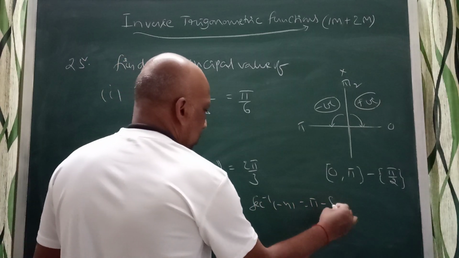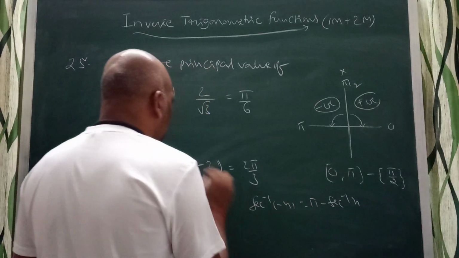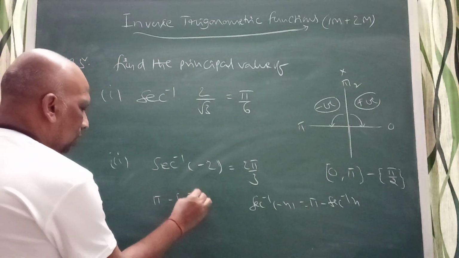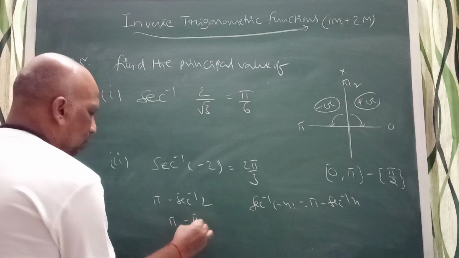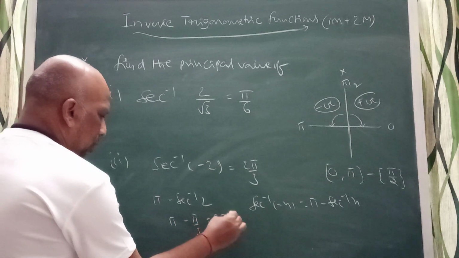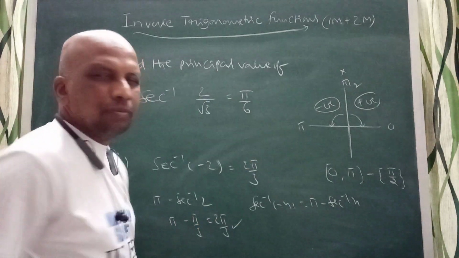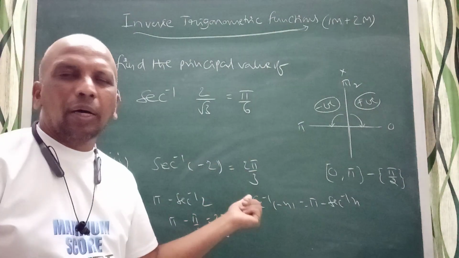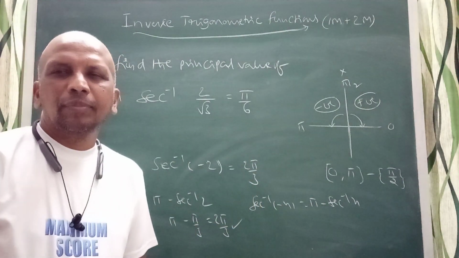Pi minus secant inverse x. You can follow like this. I can write this as pi minus secant inverse 2, which is pi minus pi by 3. It will be 2 pi by 3. This also you can do if you use the property like this, but directly also you can mark it like this: 2 pi by 3.